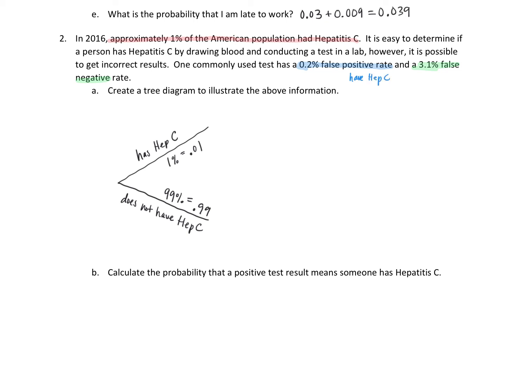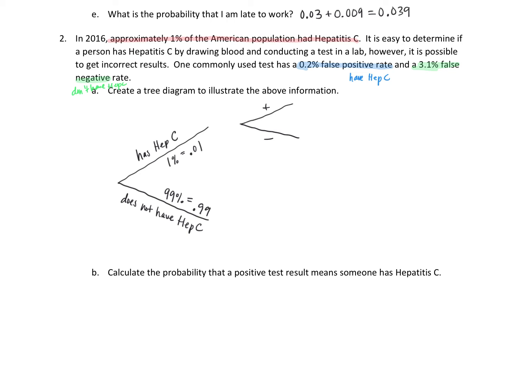But that's false. So you actually don't have Hep C, okay? A false negative means you take a test and it says you don't have Hep C, but that's false. So in reality, you really do. So let's see what options we have here. You have Hep C and you take a test. The test result is either going to be positive or negative. A positive meaning you have it, and a negative meaning you don't. Okay?